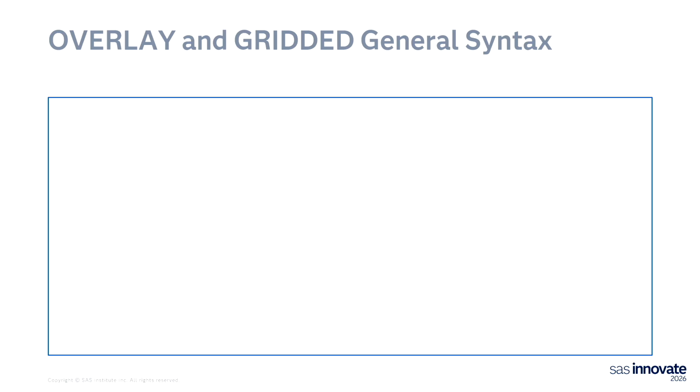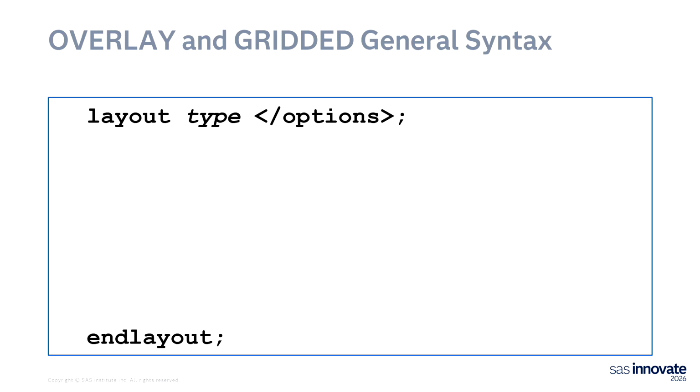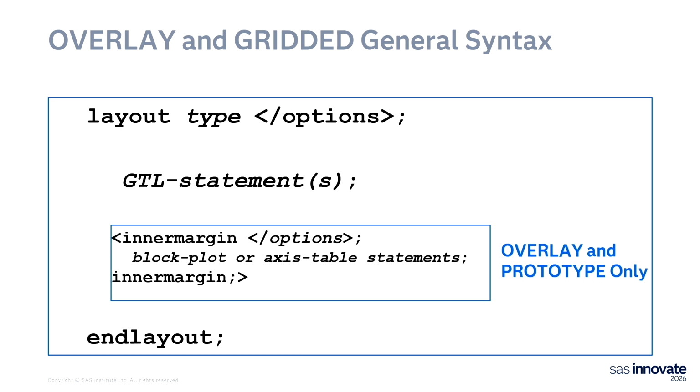Both the overlay and gridded use similar syntax. They differ in regard to the options that can be used. We need to specify the layout type and any options associated with that particular layout. In addition, for each layout specified, it needs to be terminated with end layout. Add any specific GTL statements needed to produce the output. Inner margin is only for overlay and prototype, although we will not be discussing prototype during this talk.